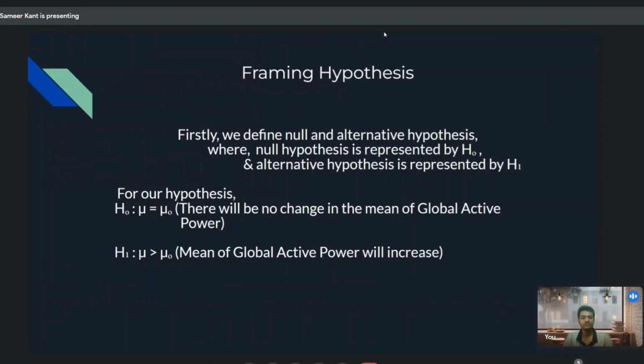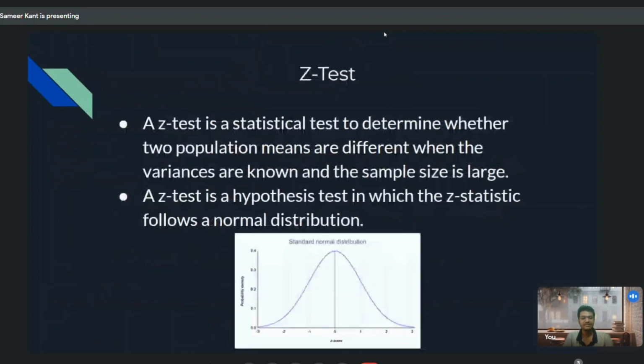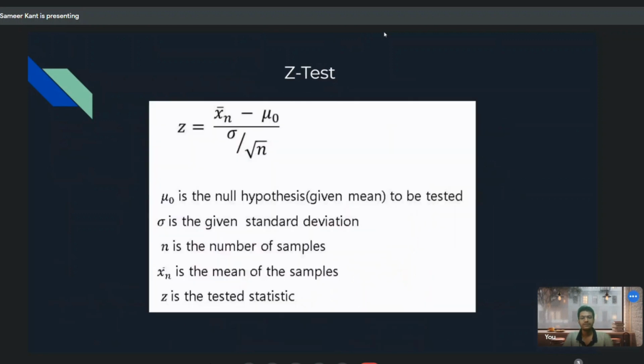A Z-test is a statistical test to determine whether two population means are different when the variances are known and the sample size is large. Also, the Z statistic follows a normal distribution. Here is the formula for the Z statistic, where mu naught is the null hypothesis given mean to be tested, sigma is the standard deviation, n is the number of samples, x bar is the mean of samples, and Z is the test statistic.